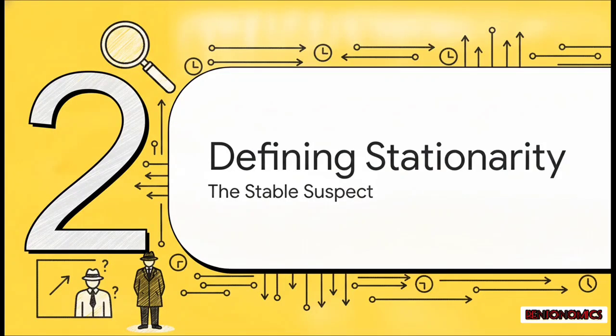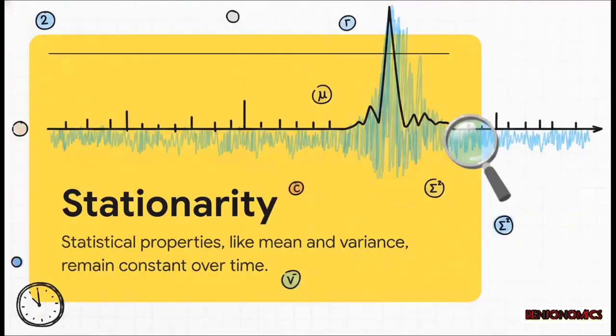Right, let's move on to Section 2, defining stationarity. Think of this as identifying our stable suspect. Let's break this definition down into plain English. A stationary time series is basically one where the fundamental statistical properties, like the mean, the variance, and the autocorrelation, do not change over time. When you have a stationary series, you're dealing with a stable distribution. If a sudden shock hits the system, well, that shock will eventually dissipate, and the series will revert right back to its stable, predictable pattern.